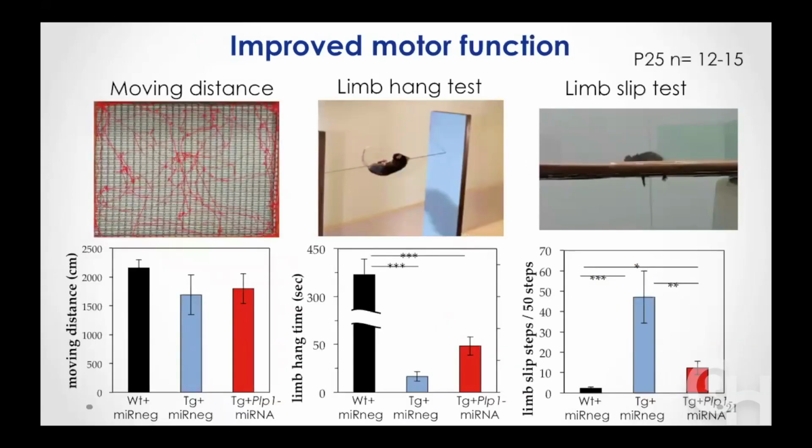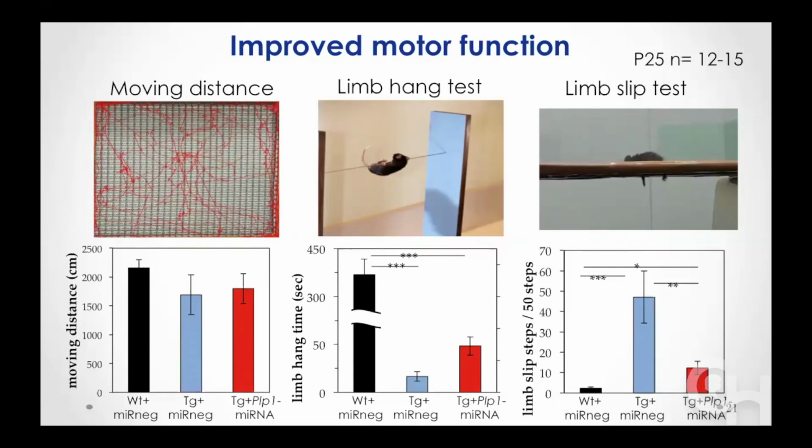Finally, we examined the effect of the AAV microRNA treatment on the motor function of the mice. Here in the middle, this test measures the time for mice to fall from the bar. TG mice fall in around 20 seconds, but the treated TG mice can hold the bar more than twice as long.